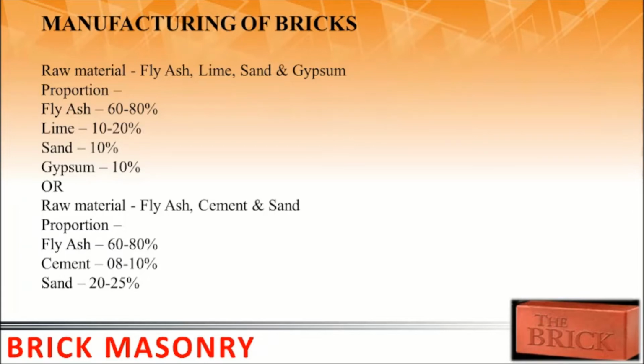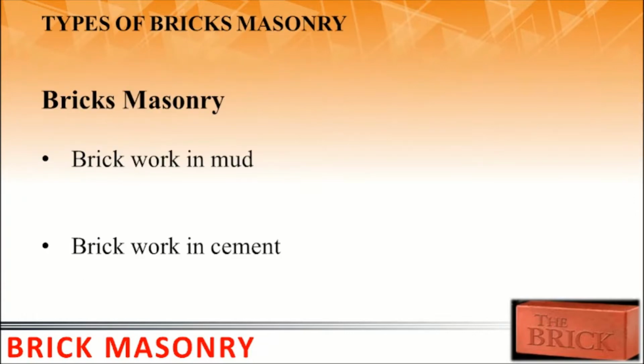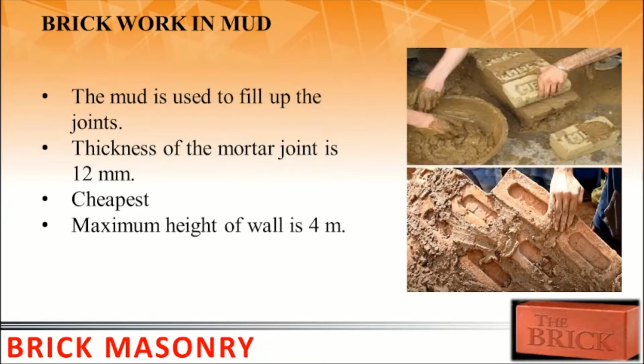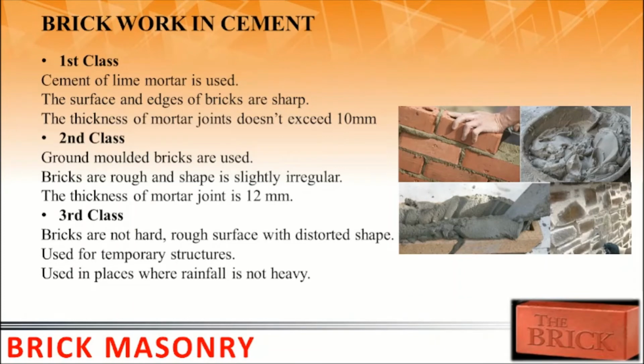Now the types of brick masonry. There are two types of brick masonry: brickwork can be done in mud or with cement mortar. If the brickwork is done in mud, the mud is used to fill up the joints. The thickness of the mud mortar joint is 12 mm. This is the cheapest way of brick masonry. The maximum height of the wall is 4 meters only. It cannot go beyond that, otherwise there is a chance the wall can fall down. Brickwork in cement.